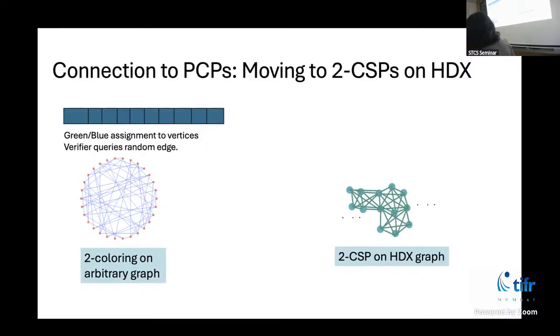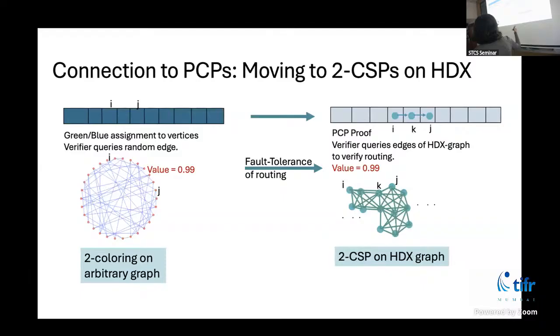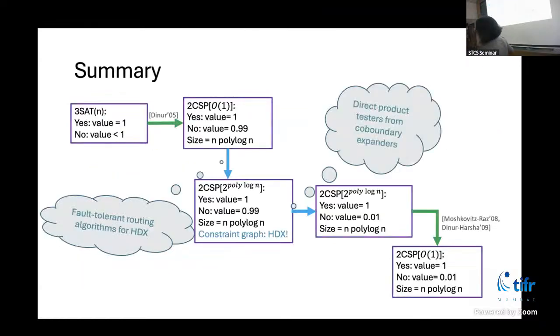The idea is that a verifier would query a random edge, but this edge, let's say ij, is not present here. Imagine the number of vertices is equal. So ij here is connected by an edge, but not by an edge there. So you ask the prover to provide a routing of i's label to j. That's where routing already showed up in previous PCPs. It's just that here, with fault tolerant routing, if the value here is 0.99, the value here remains 0.9. And that's just fine.